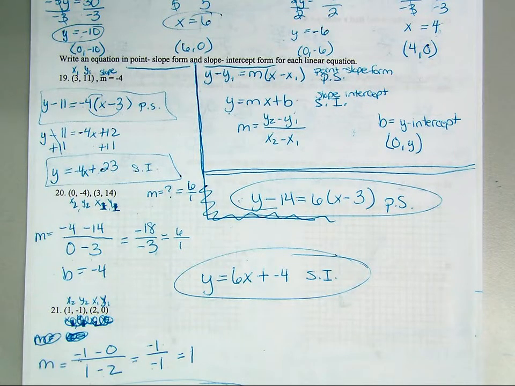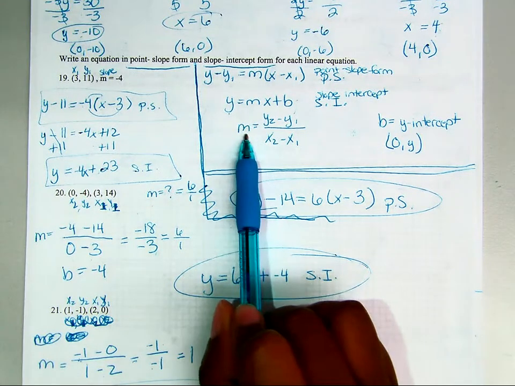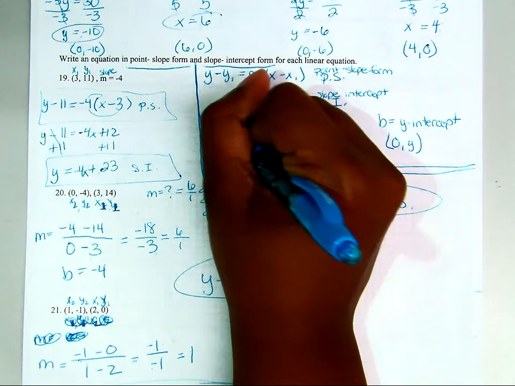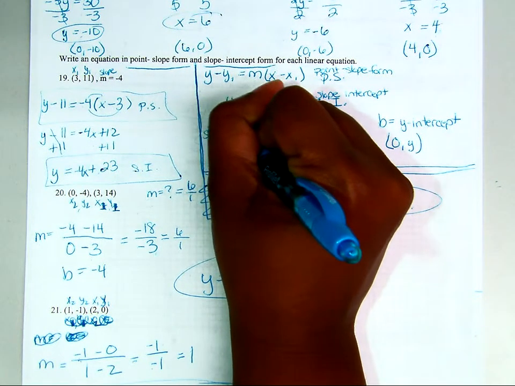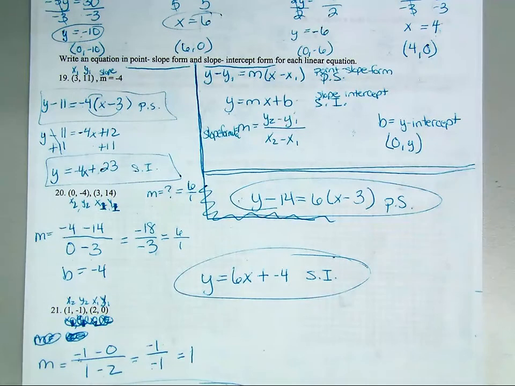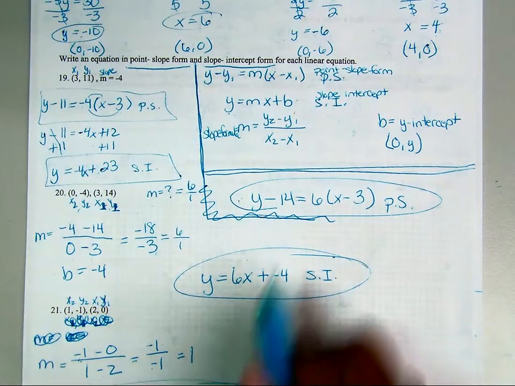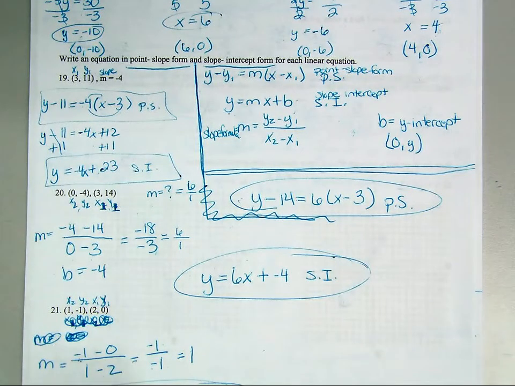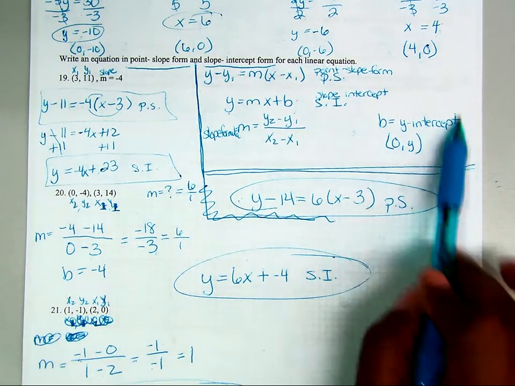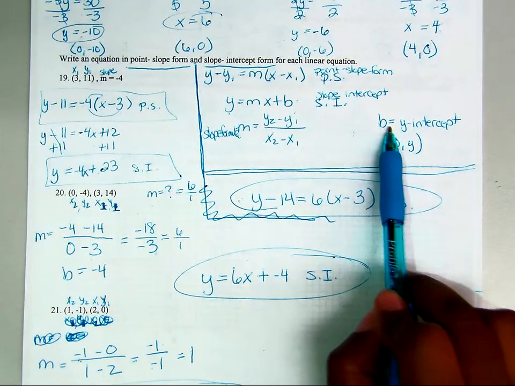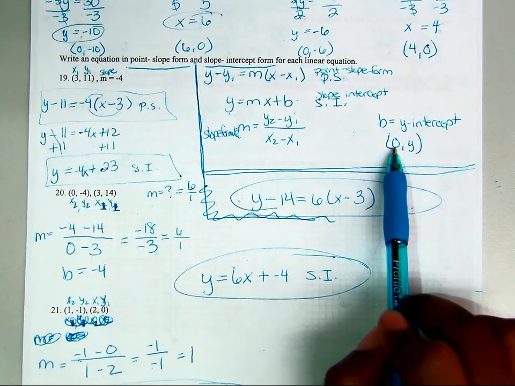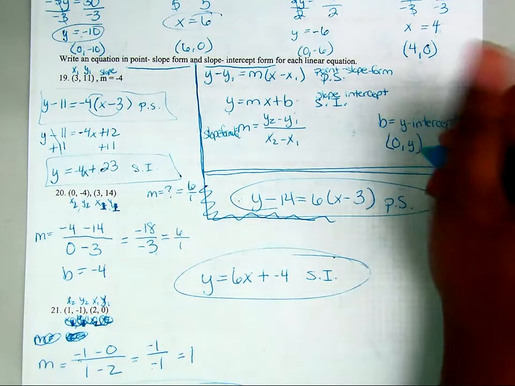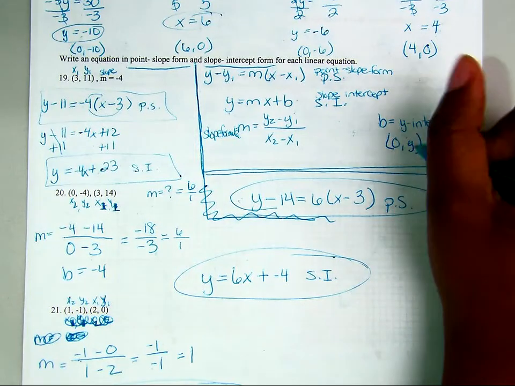Other things you may have to use: you may have to find out what slope is if you don't know it, and you know the slope formula, m, which equals y2 minus y1 over x2 minus x1. Also, it's important to remember that b is equal to the y-intercept. So it will be 0, comma, y. They had me write it this way, y. You can also write it as b. 0, comma, whatever b is.